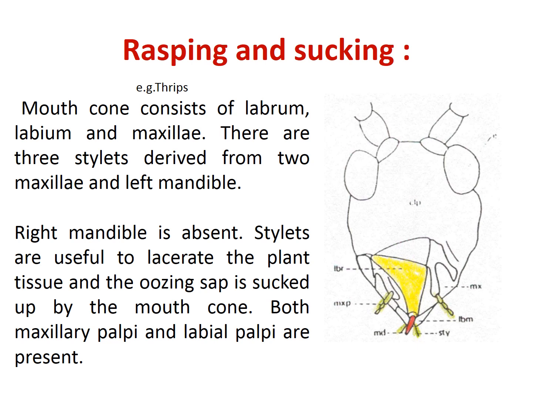When coming to the rasping and sucking type of mouth parts, the different type of mouth part which is noticed in thrips. Mouth cone consists of labrum, labium and maxillae. There are three stylets derived from two maxillae and left mandible. So only a left mandible is seen. Right mandible is absent. Stylets are useful to lacerate the plant tissue, and oozing sap is sucked by the mouth cone. Both maxillary pulpi and labial pulpi are present.